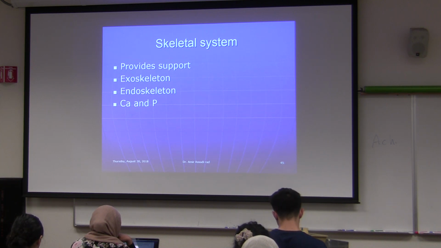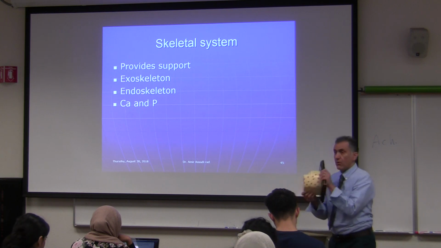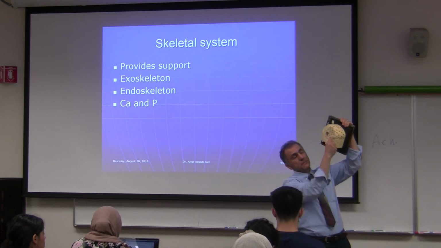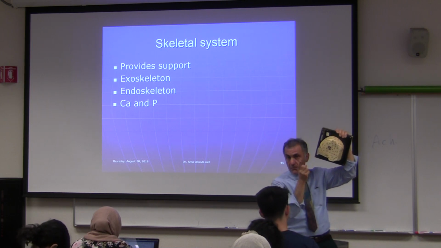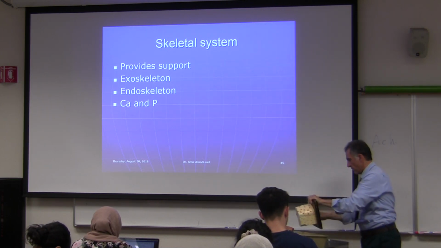Calcium and phosphorus pretty much make up our bone. Right here, I will go over this. All of this, well, the hard portion, the matrix, is made up of calcium and phosphorus. Okay, and I'll go over that in a minute.